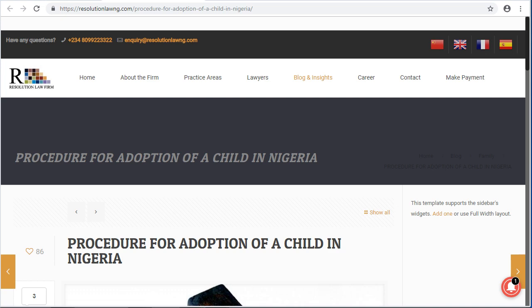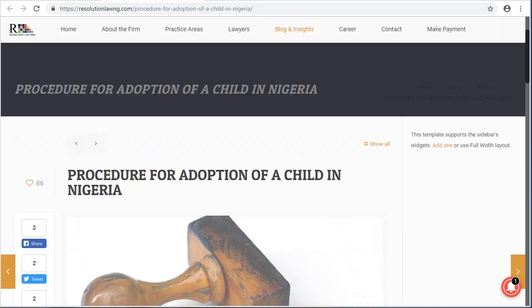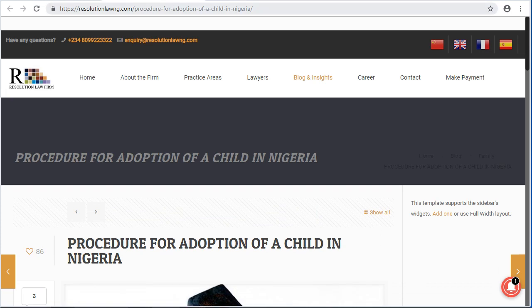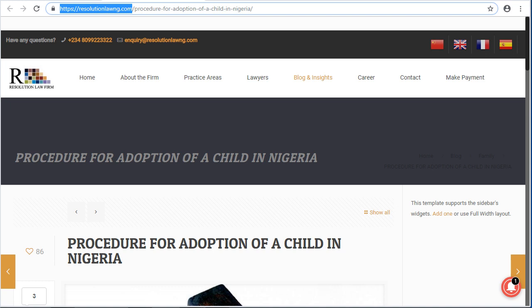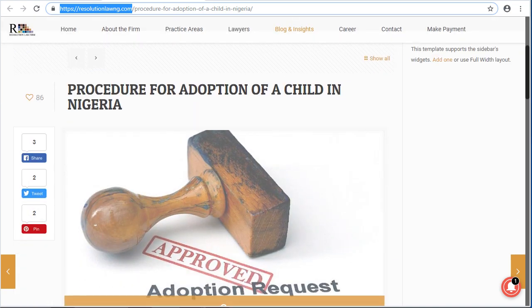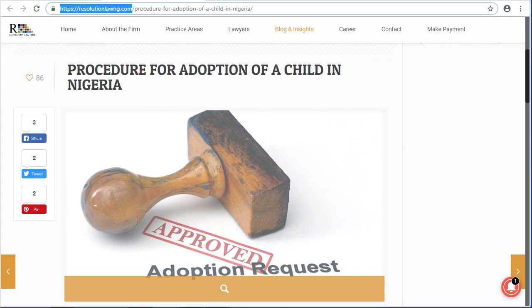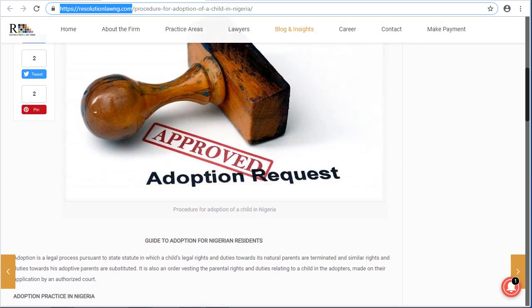This particular article is also on this website called resolutionlawng.com. So that's where you can get this information. But for you to know, I want to also read what is obtainable there.